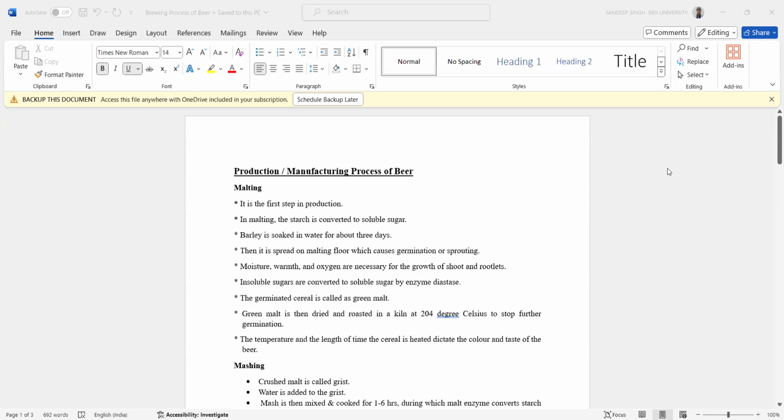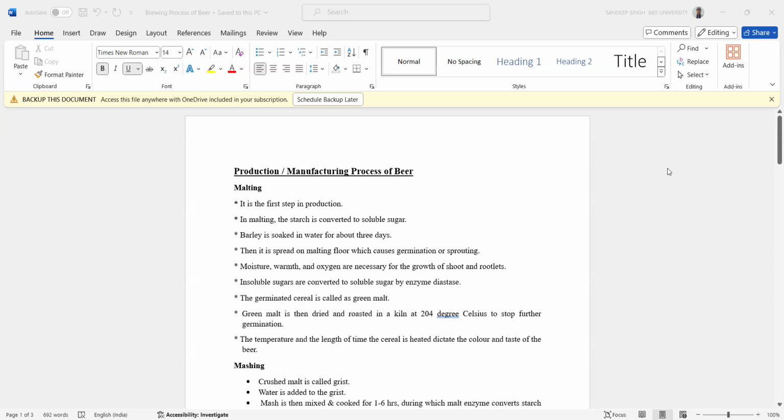Barley is soaked in water for about 3 days. Then it is spread on the malting floor, which causes germination or sprouting. Moisture, warmth, and oxygen are necessary for the growth of shoot and rootlets. Insoluble sugars are converted to soluble sugar by the enzyme diastase. The germinated cereal is called green malt.